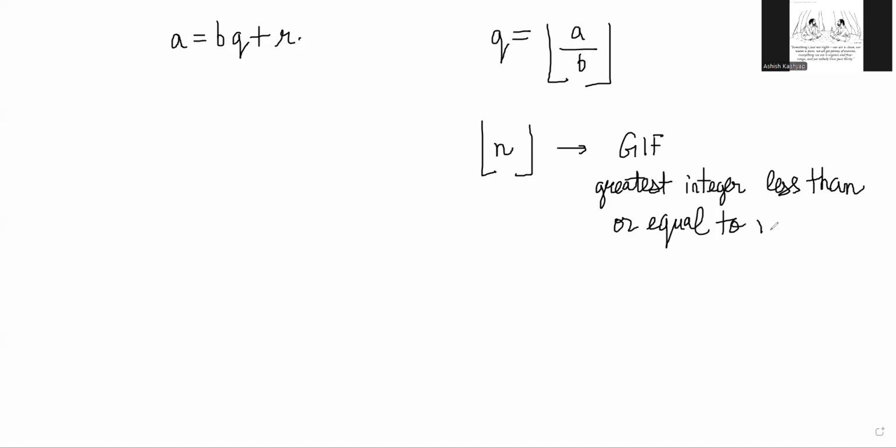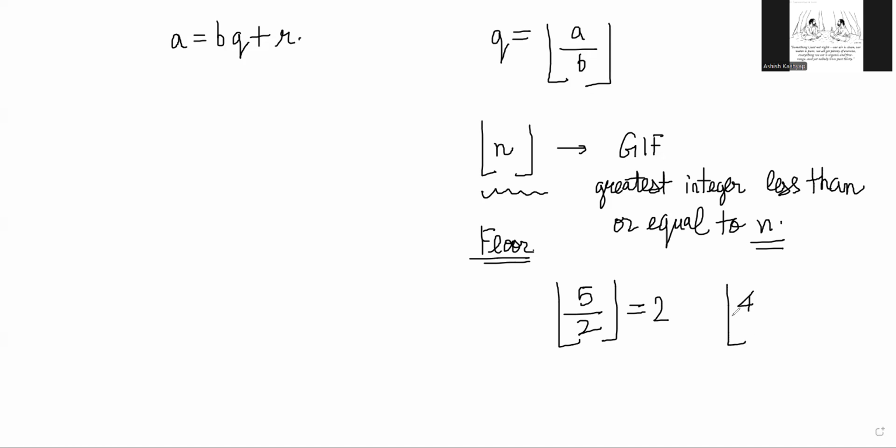If I put n here, it is less than or equal to n. Have you seen this floor function before? Basically, if you do 5 by 2, the floor will be 2. If you do 4 by 2, it is an integer, so it is the same thing as whatever the integer is. The floor of 1.3 is equal to 1.